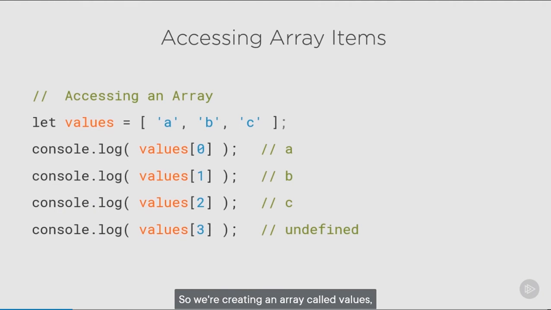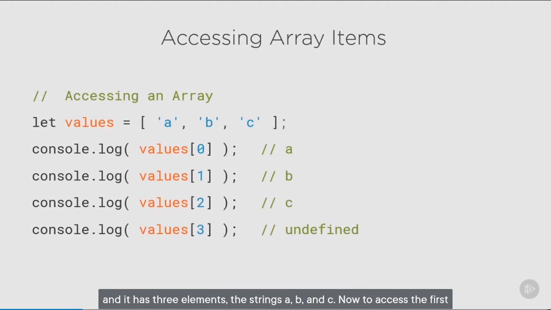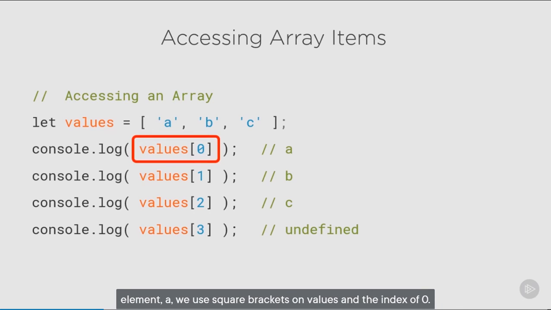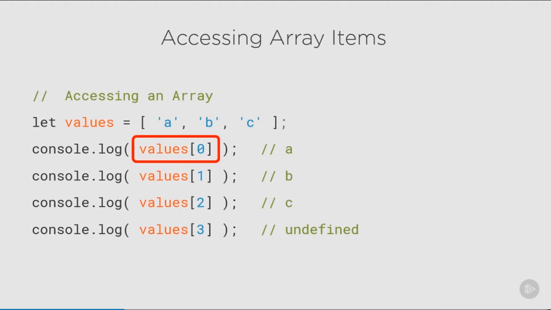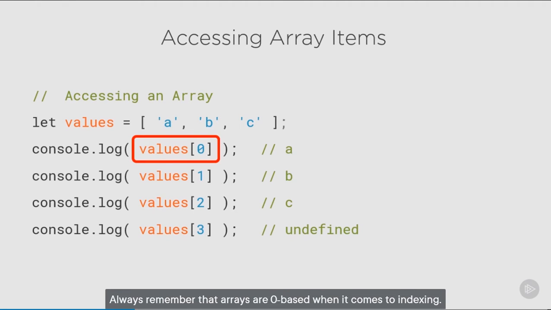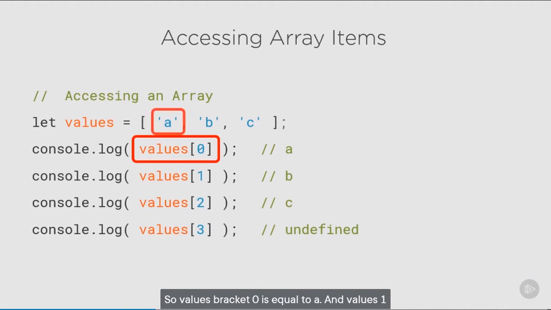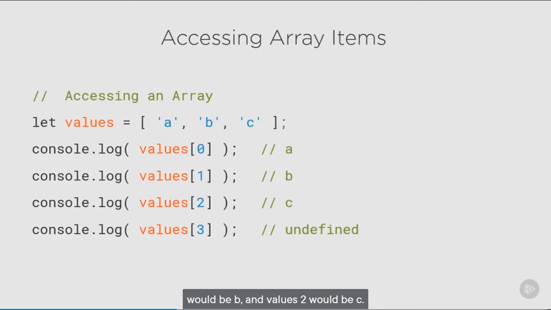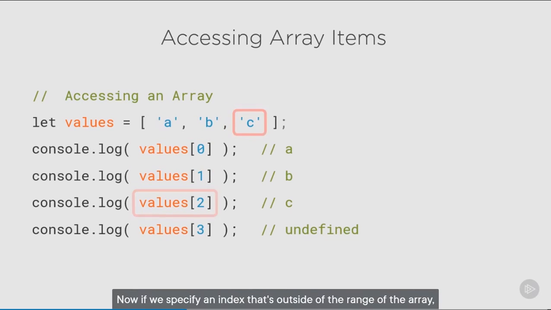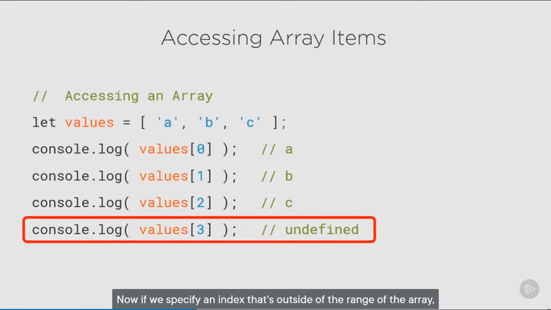So we're creating an array called values, and it has 3 elements, the strings A, B, and C. Now to access the first element, A, we use square brackets on values and the index of 0. Always remember that arrays are 0-based when it comes to indexing. So values[0] is equal to A, and values[1] would be B, and values[2] would be C. Now if we specify an index that's outside of the range of the array, we'll get undefined. So values[3] is undefined.